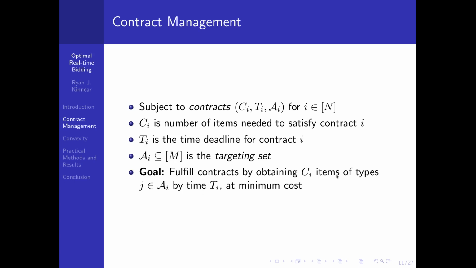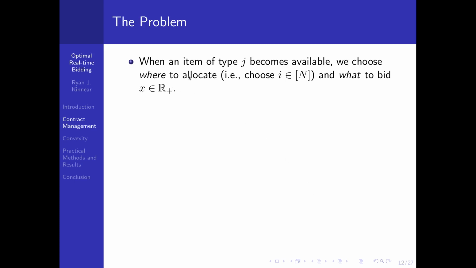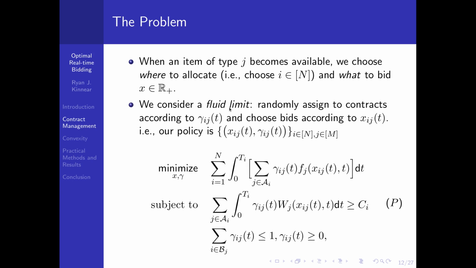So the goal is to fulfill the contract by obtaining C_i items of the types in the targeting set by the time T_i, and of course the DSP is under an obligation to fulfill these, so they want to do so at minimum cost. Okay, so basically there's a couple questions that the DSP has to answer. So first, they need to choose what to bid on the item, and they need to choose where to allocate it. So we think about a fluid limit for this problem.